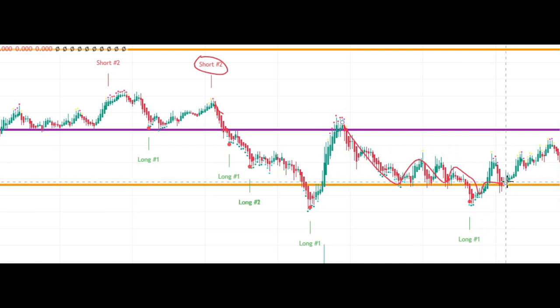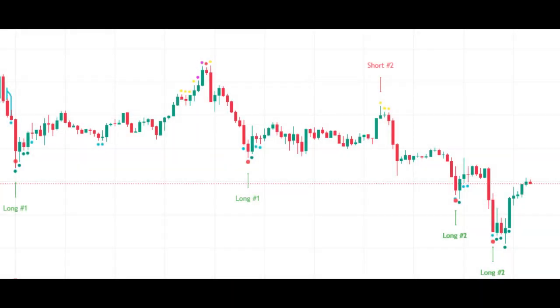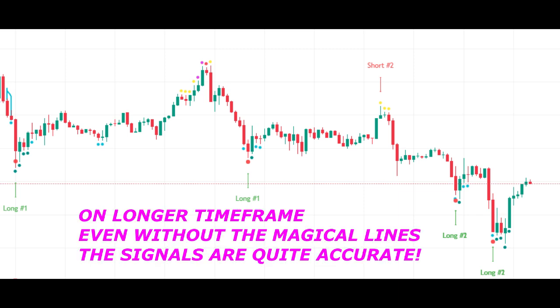Back down, retest. These are very effective when you're scalping, when you're doing higher leverage. But you can also use this on a longer time frame. So these indicators here, these signals, very effective on the longer time frame. Here's an example. And that's just using the signals. If you combine it with the lines, it's even, again, double accuracy. So this method is very effective.